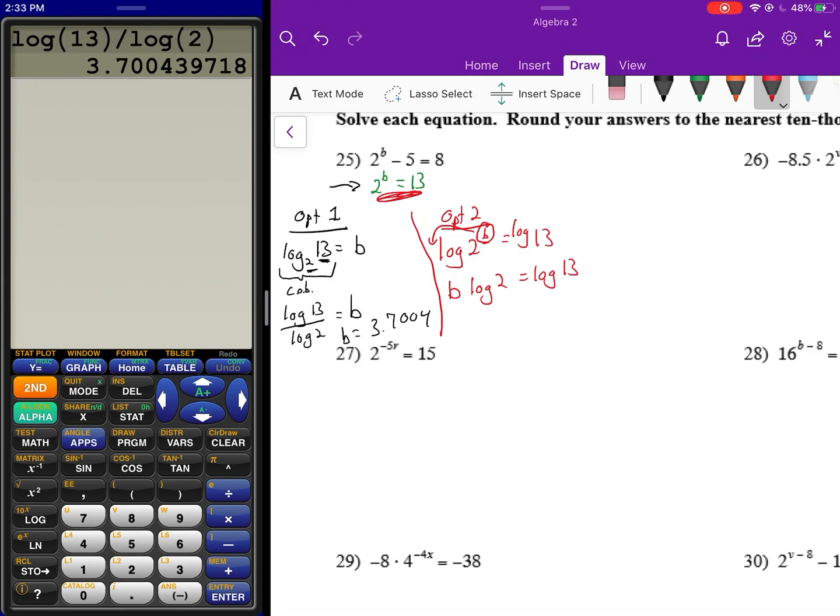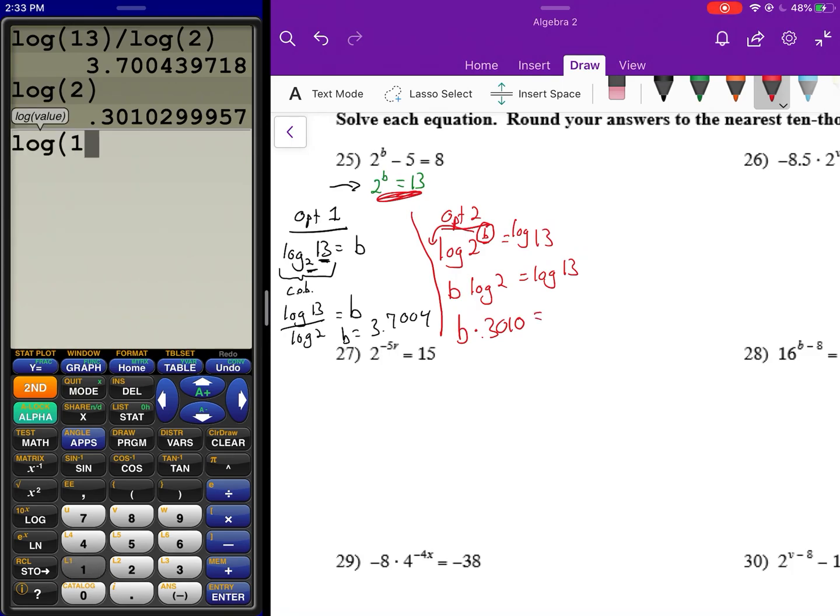For right now, we're going to go ahead and just change our different logarithms to decimals. You can work with it in log form, but we're not going to in this case, so we're going to type in log of 2. So we have b times 0.3010 equals log of 13. We got 1.1139, divide both sides by the 0.3010.